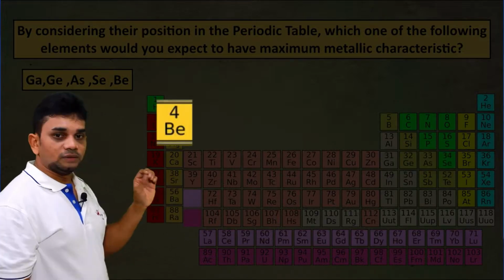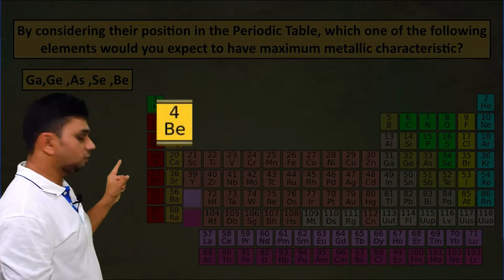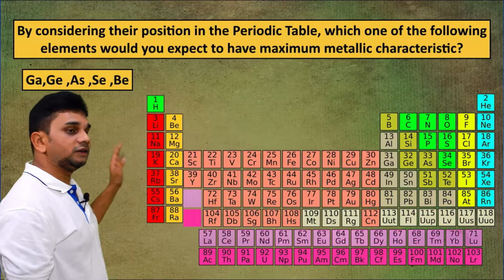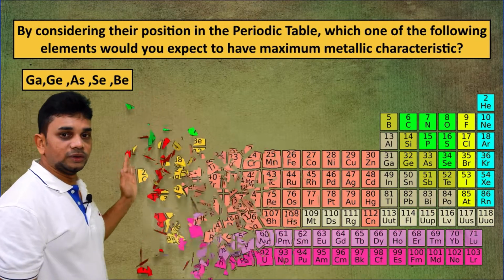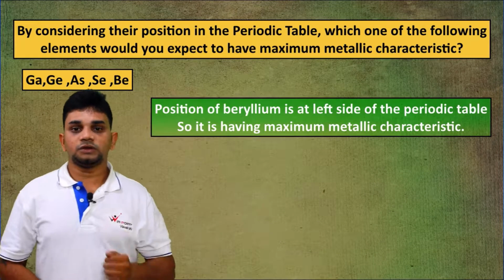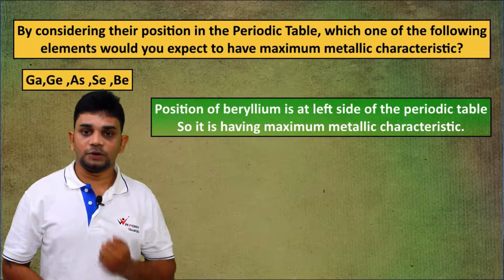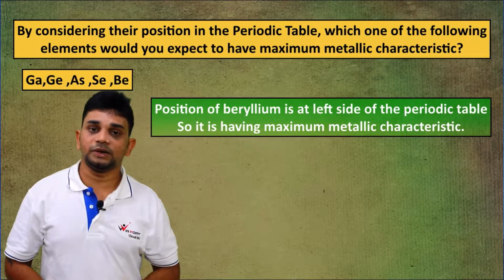Here you can see that beryllium is here. This is the position of beryllium. This element is at the left side of the periodic table. So the answer is beryllium. The position of beryllium is at the left side of the periodic table, so it has maximum metallic characteristics.